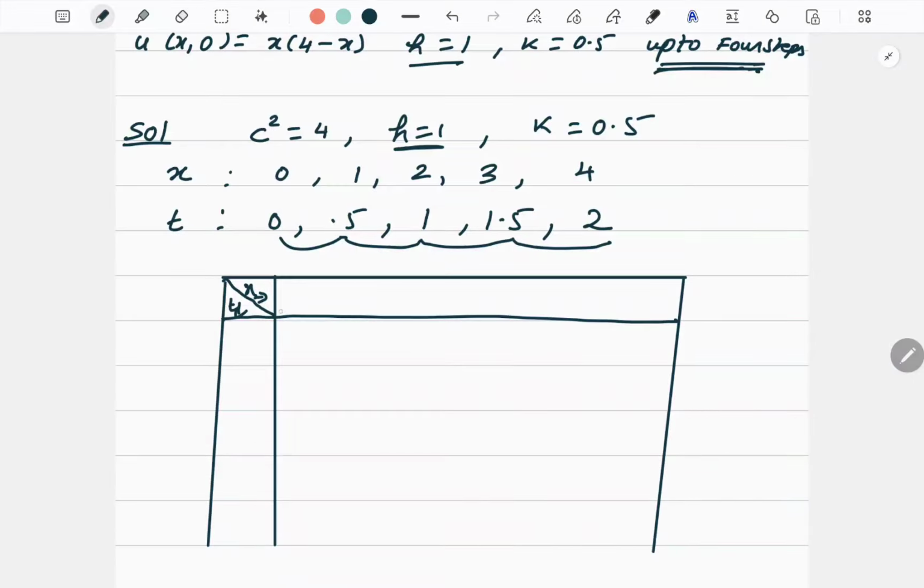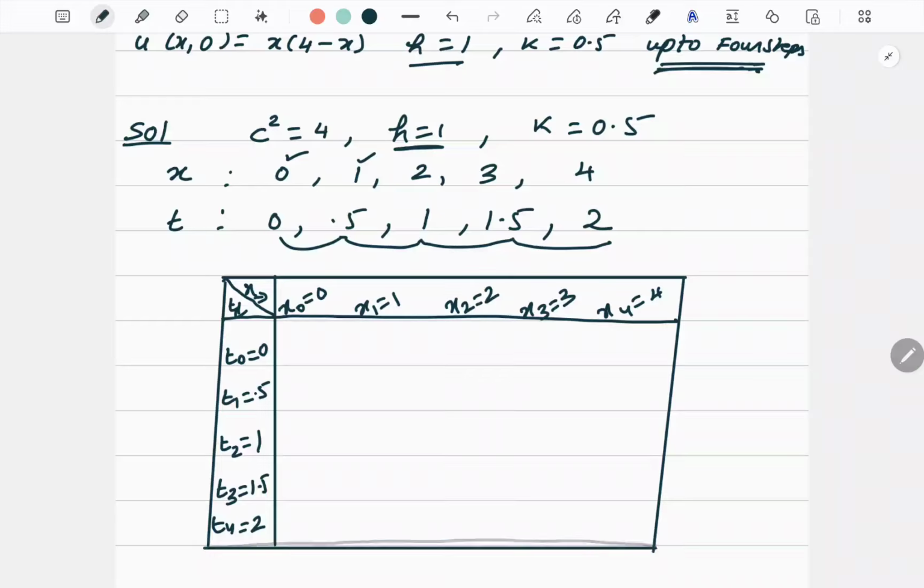Now see how I am writing. First position is always 0. So x0 is 0 because this is 0. Then x1 is 1. x2 is equal to 2. x3 is equal to 3. x4 is equal to 4. So coincidentally here i and x will match because position and the value of x is same. Now here T0 is equal to 0, T1 is equal to 0.5. See, it is different. T2 is equal to 1, T3 is equal to 1.5. So T4 is equal to 2. I need to solve till 4 steps. So till T4 I'll go.